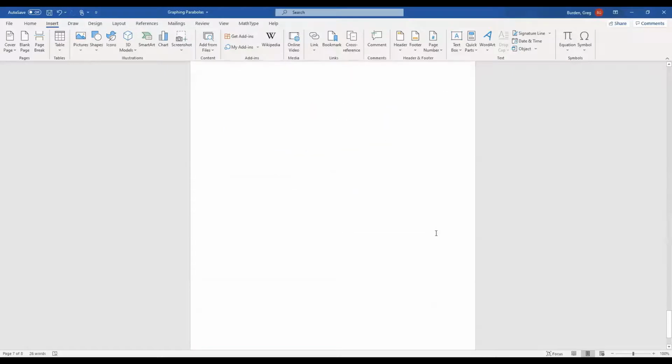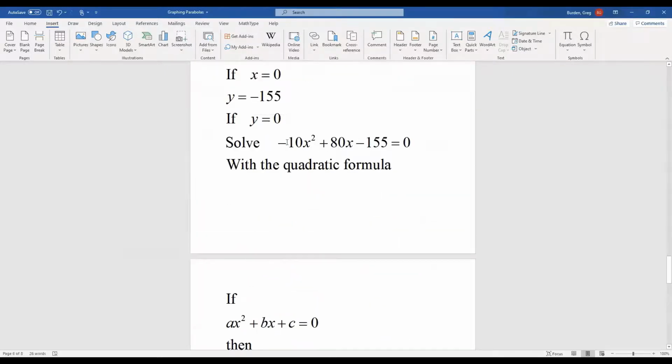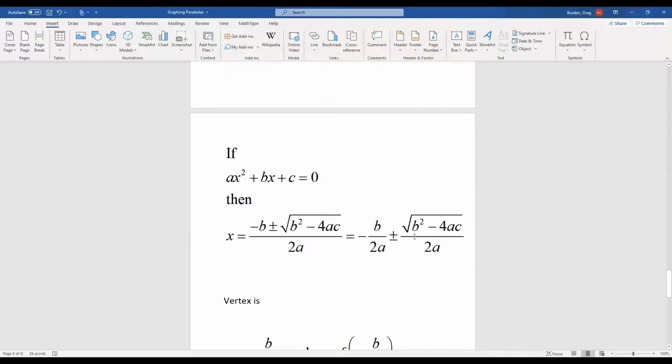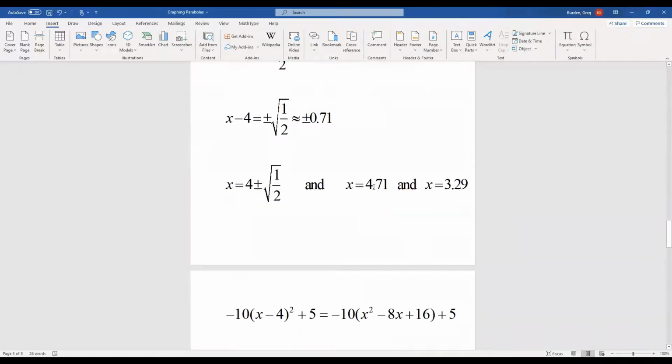And I don't think I actually did the calculations here anywhere, no. But if you were to plug in the negative 10 for A, the 80 for B, and the negative 155 for C, which you should do, you'll get the same results we got before of about, what was it again, no, they're both positive, 4.7 and 3.3 roughly.